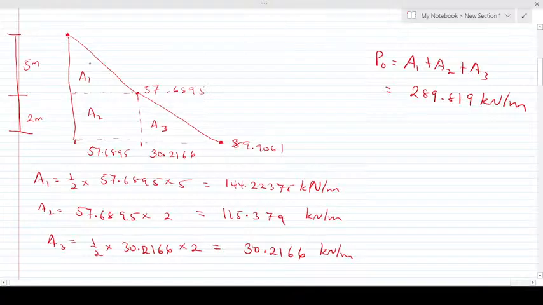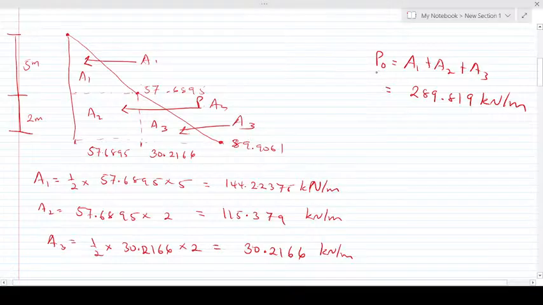So let's come back to our diagram. Now, the force in A1 will act, let me call this P1. Then I call this P2. Okay, so let's make it. So you know that this is A1, this A2, and this A3.